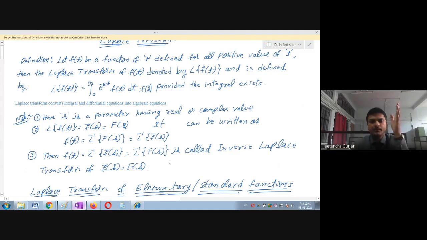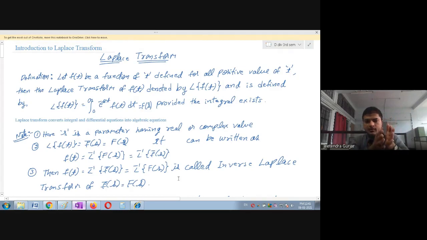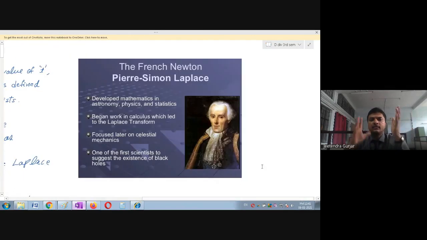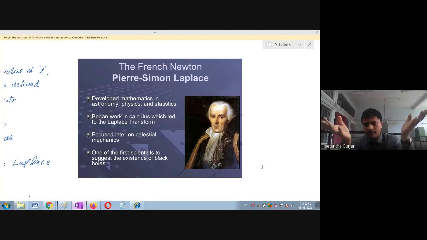Yes, students, here you can see that the Laplace transform just converts the function, and even in the reverse way we can also get it. Just see who Laplace was, a scientist. He was the French Newton, Pierre-Simon Laplace. He developed mathematics in astronomy, physics, and statistics. He began work in calculus, which led to the Laplace transform, and focused later on celestial mechanics. So it is very important for mechanical students and electrical students.